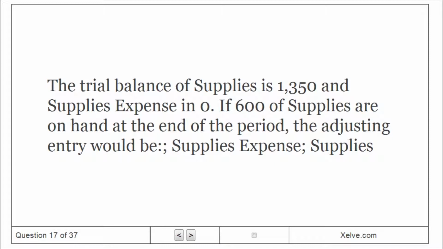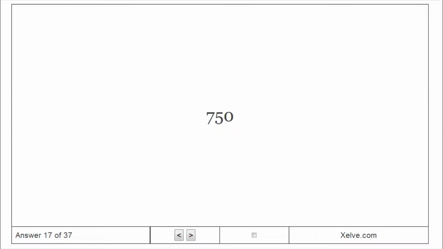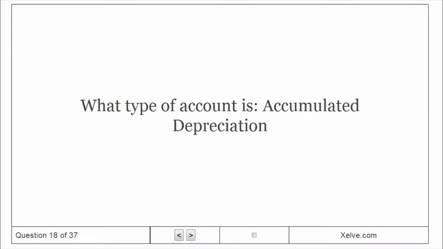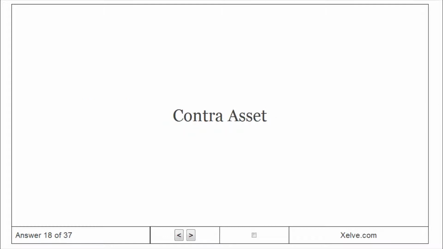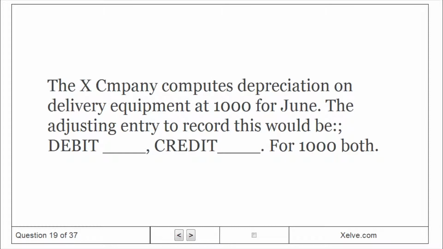The trial balance of supplies is 1,350 and supplies expense is 0. If 600 of supplies are on hand at the end of the period, the adjusting entry would be supplies expense, supplies, $750. What type of account is accumulated depreciation? Contra asset.